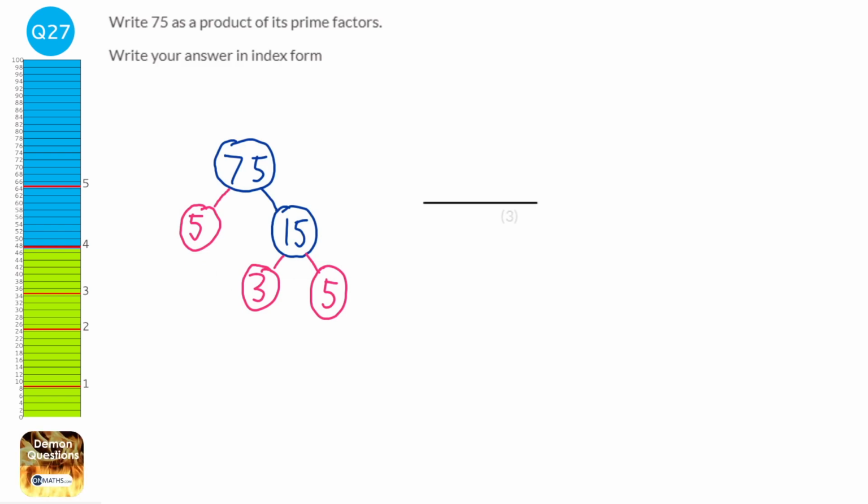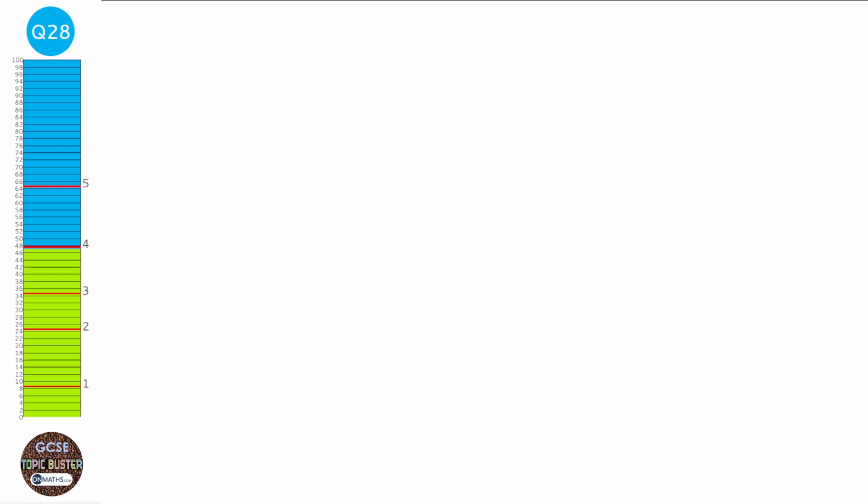And so we're going to write these in a list. So 3, 5, and 5. The product means that we put a times sign between them. But if you notice here, we've got 5 times 5. So a different way of writing that in index form is 5 squared. So our answer will be 3 times 5 squared.